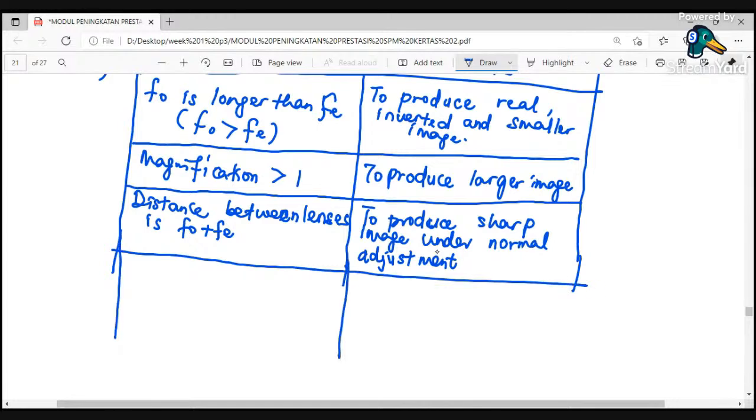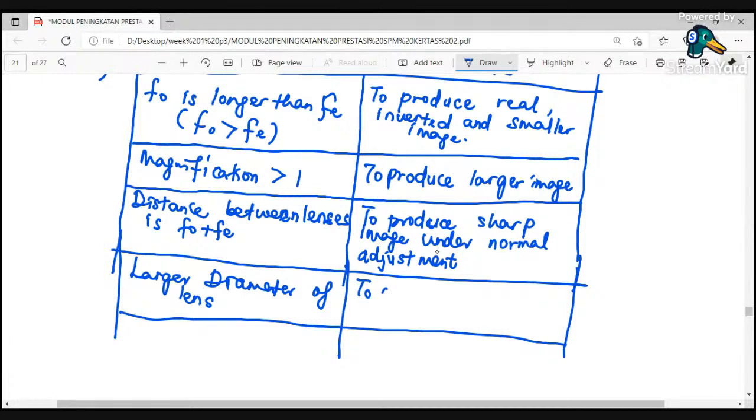We have altogether 5 characteristic points. This is the third. The fourth is larger diameter of lens, to capture more light. More light can enter and it produces a brighter image. So from here the conclusion is that B is chosen.